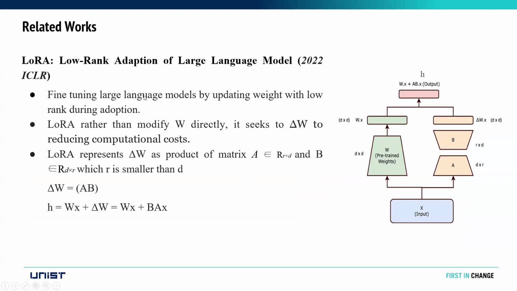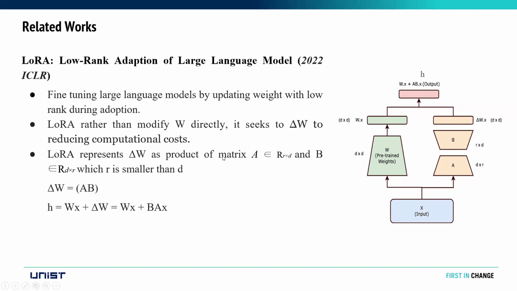So this is LoRA, a fine-tuning method for large language models. Instead of fine-tuning the pre-trained weights when asked to add a new feature to the large language model, LoRA depends on the delta W, which is the product of matrices A and B, where matrix A has the dimension of R by D and matrix B has the dimension of D by R.